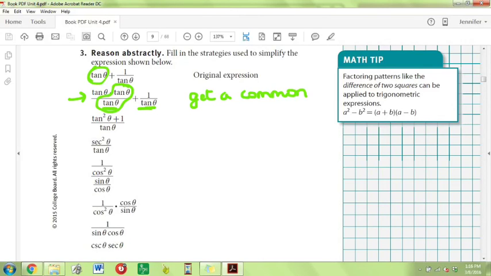And this is going to be a really important strategy for us. Anytime we have two separate expressions or fractions, we're going to need to be able to get a common denominator. Now in the next step, they've just combined the two fractions together, because that's what you can do when you have a common denominator, is go ahead and add them together. And so they ended up with tangent squared plus 1 over tangent theta.